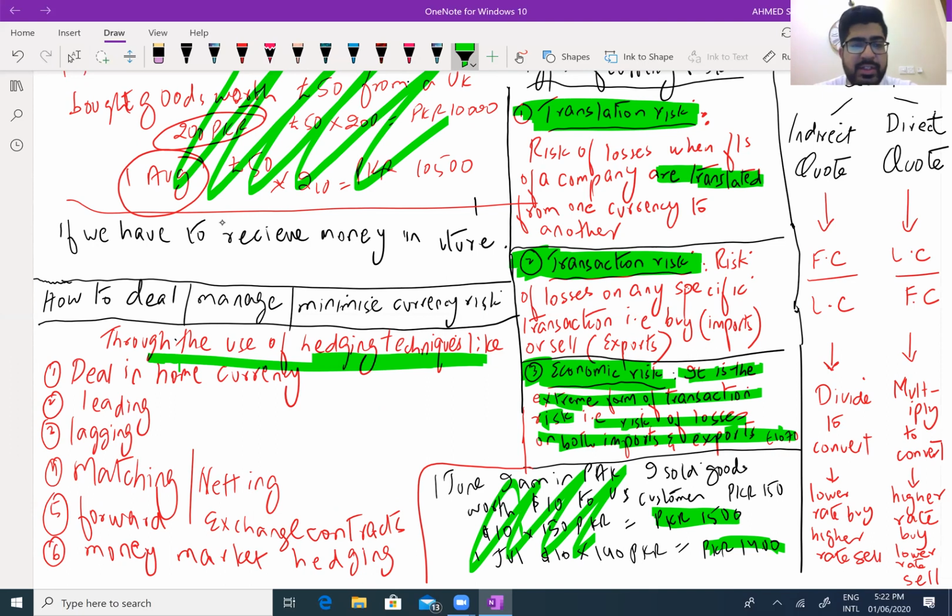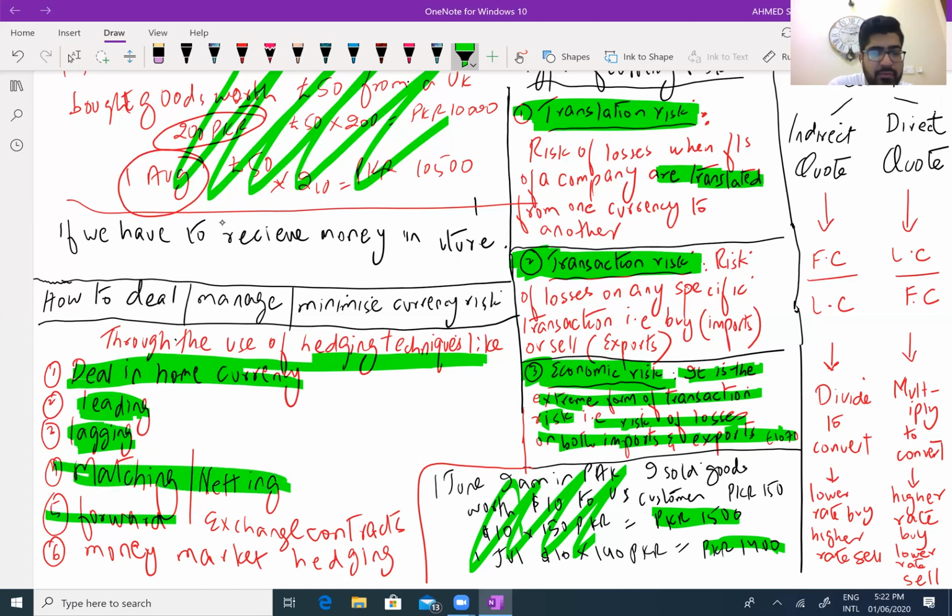Now there are six hedging techniques which we will be discussing. The first hedging technique to deal with, manage, and minimize currency risk is called deal in home currency. Second is called leading. Third is called lagging. Fourth is called matching or netting. Fifth is called forward exchange contracts. And the sixth is called money market.